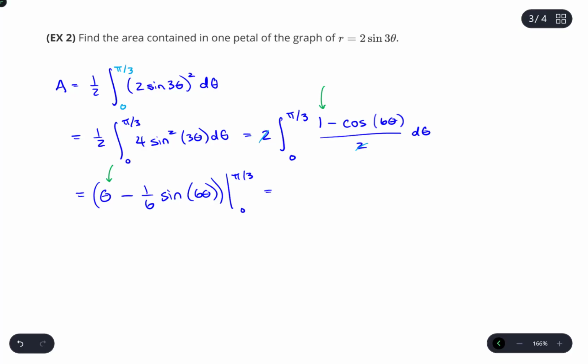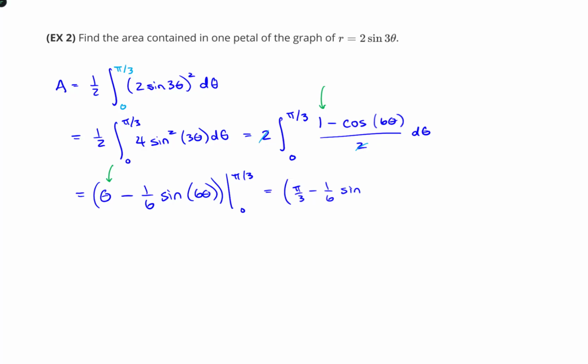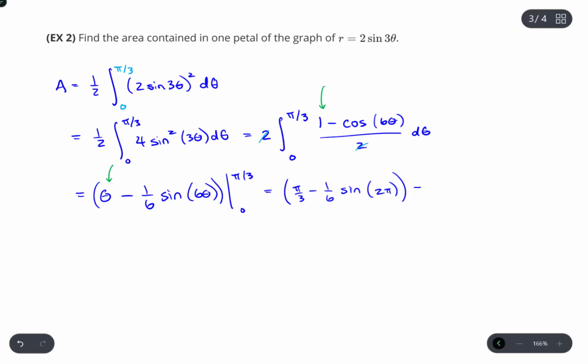All right, so now I will plug in the endpoints. So I would have pi over 3 minus 1/6 of sine of 6 times pi over 3. 6 and 3 cancel to 2, so sine of 2 pi. Then minus, if I plug in 0, it's going to be 0 minus 1/6 sine of 0, because 6 times 0 is still 0. Sine of 0 is 0. Sine of 2 pi is also 0. So this results in pi over 3.